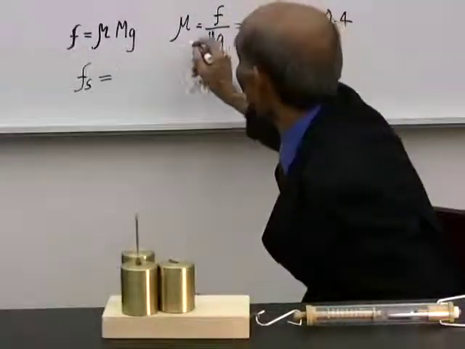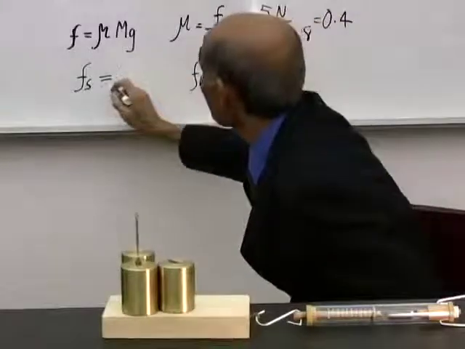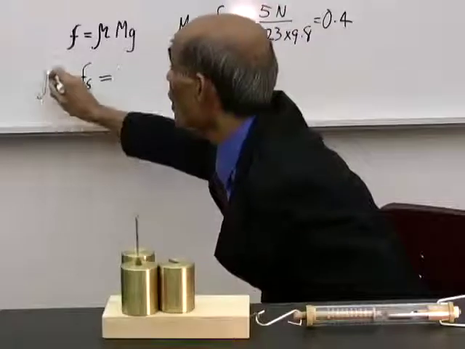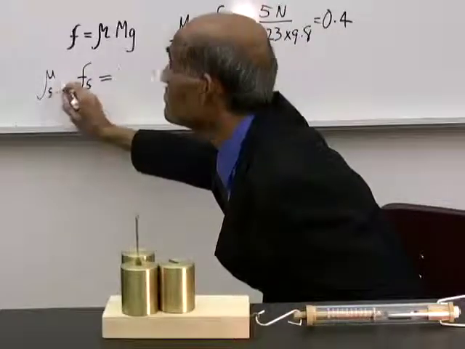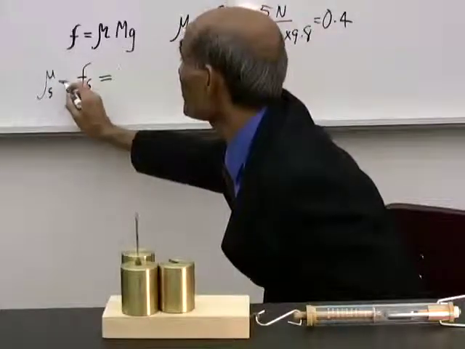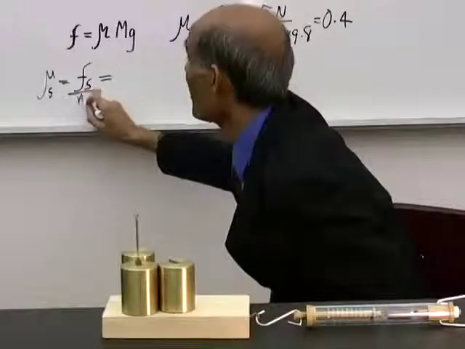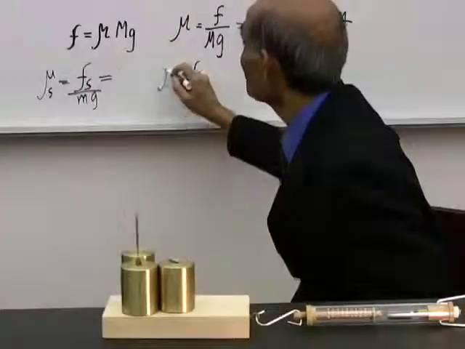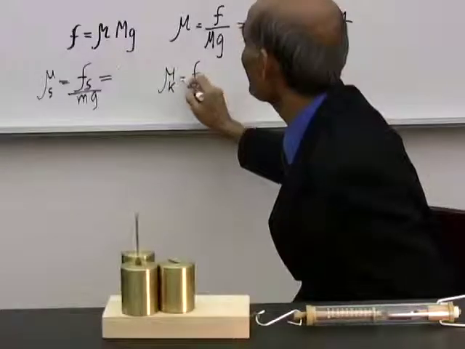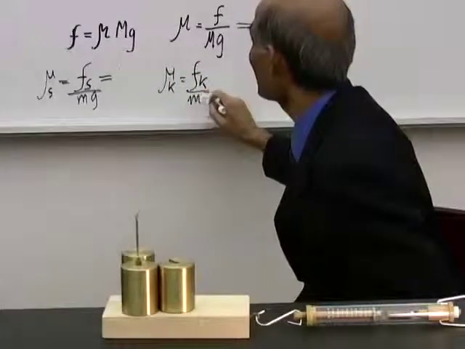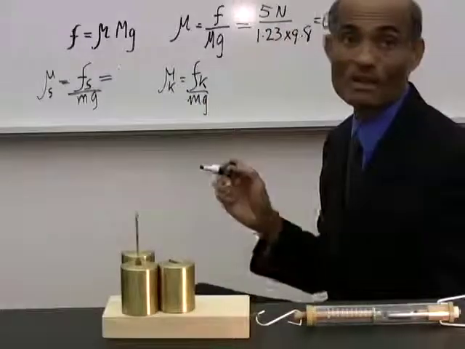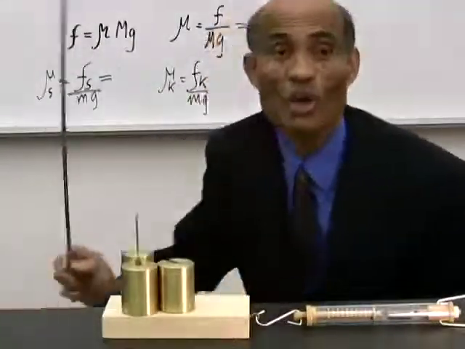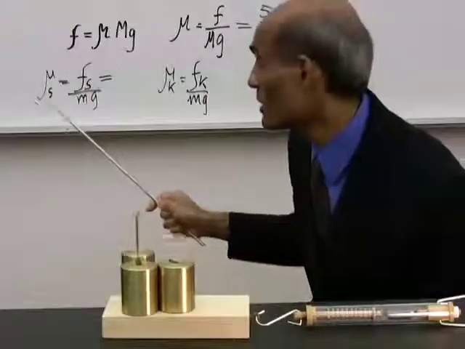So I can say mu equal to, if I use Fs, I'm going to call that mu s. Mu s equal to Fs over mg. Similarly, mu k equal to Fk over mg. So we will be using two types of coefficients of friction.